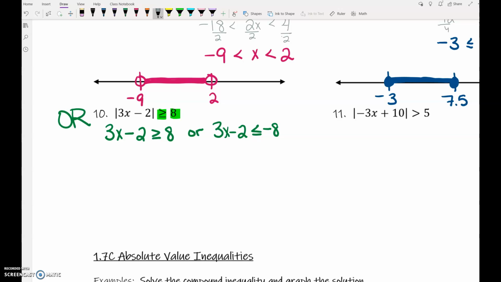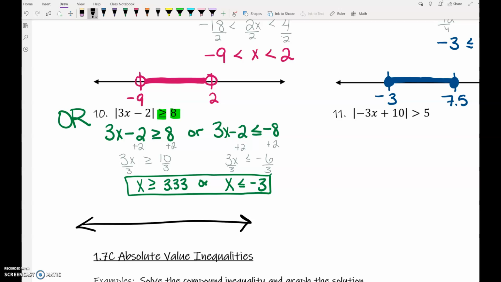even though there aren't graphs shown. Did you get x is greater than or equal to 3.33 or 10/3, and x is less than or equal to negative 3? I should say "or" in between those, not "and," but did you get those two answers? Negative 2, because 6 divided by 3 is 2.